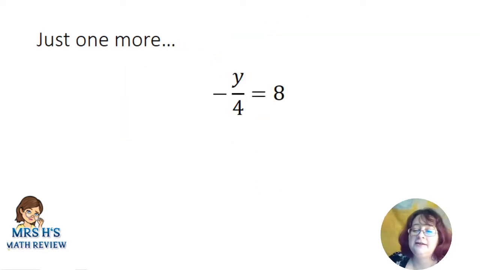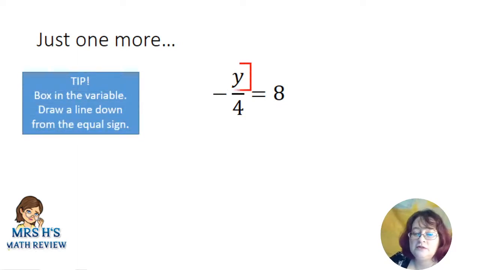Let's try it. Okay, so first things first, I box in my variable and draw my line down from the equal sign. Alright, so you notice here we have a negative in front of the y over 4, which means I'm just going to make that 4 on the bottom negative. It doesn't really matter where that negative sign goes. It can go on the top, it can go on the bottom, but I want y by itself, so I'm going to put that negative with the 4.